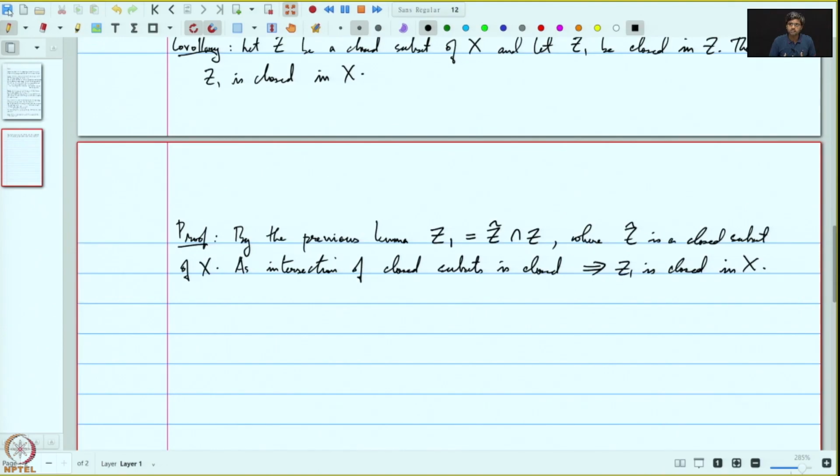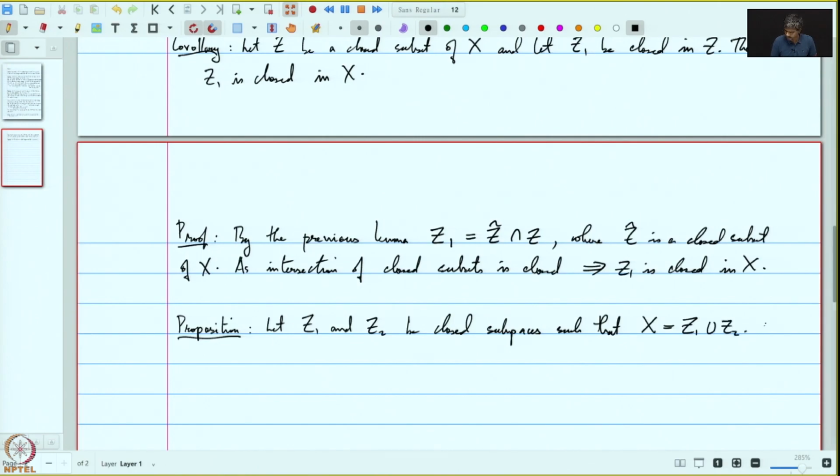So next we want to say that checking whether a subset is closed or not can be checked by restricting our attention to closed subsets. So precisely what I mean is the following. Let Z1 and Z2 be closed subspaces such that this X we can write as Z1 union Z2.